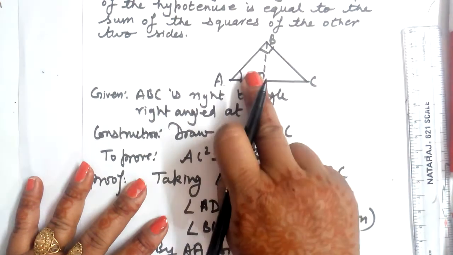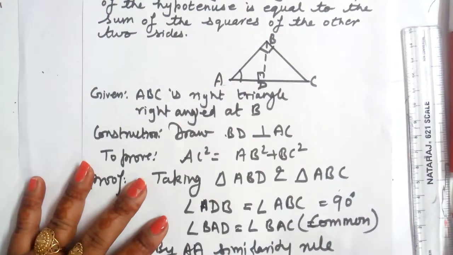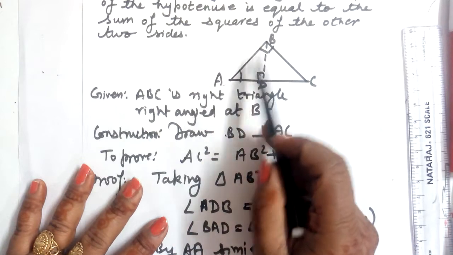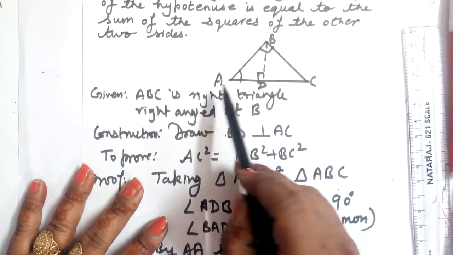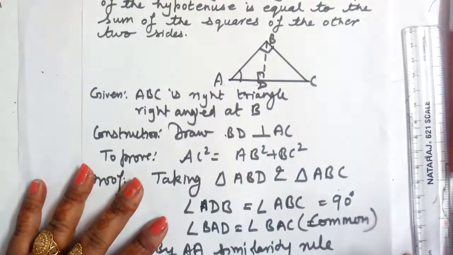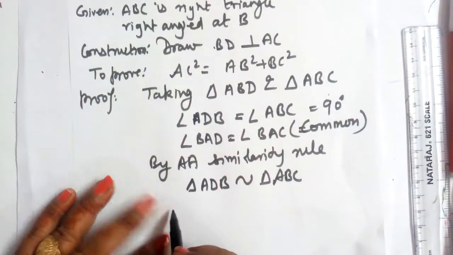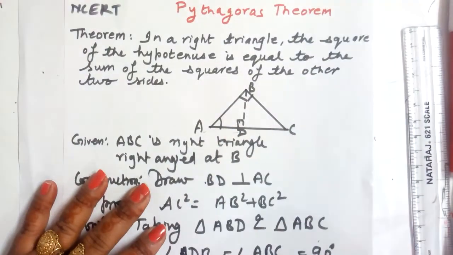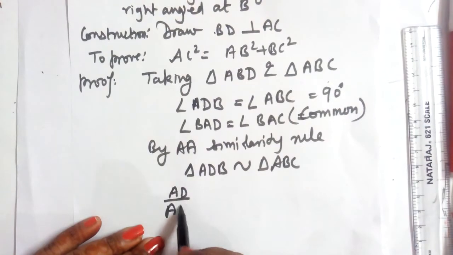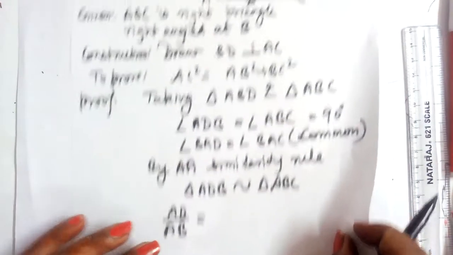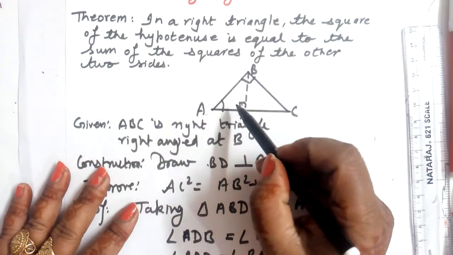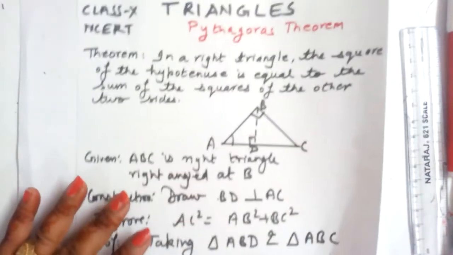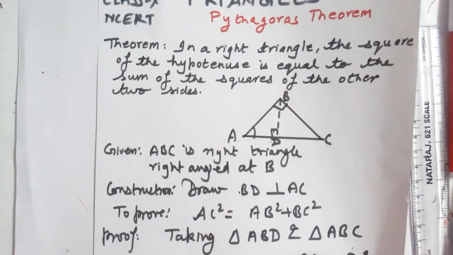See, in the smaller triangle and in a bigger triangle, first of all, we are going to take the base. So what is the base for this smaller triangle ADB, that is AD. So we are going to write AD upon, and what is the base of the bigger triangle, that is AB. So AD upon AB is equal to, then we are going to use the hypotenuse. So what is the hypotenuse of the ADB, that is AB. Yes, because we always say the corresponding sides are proportional.